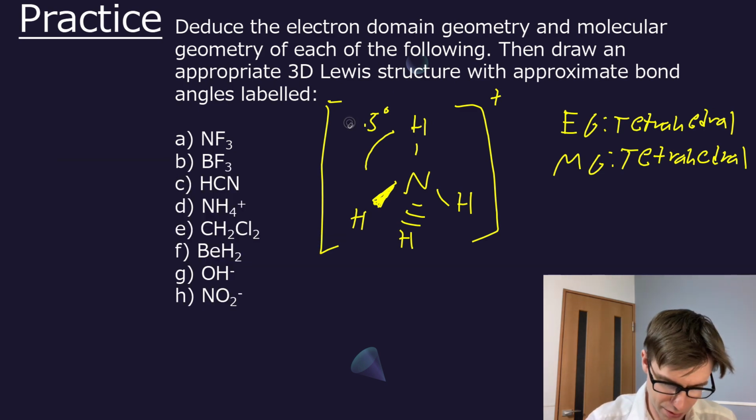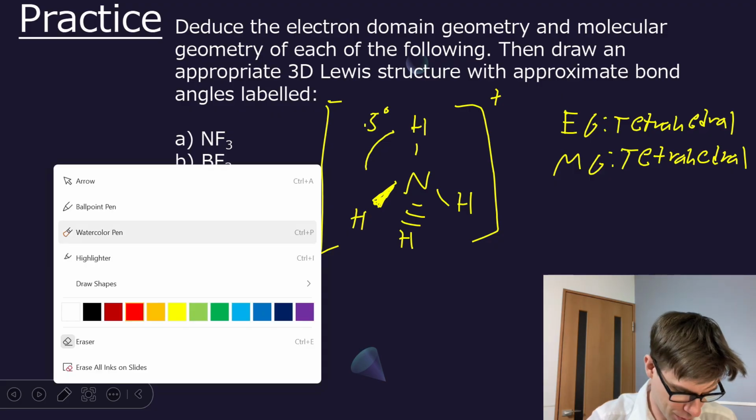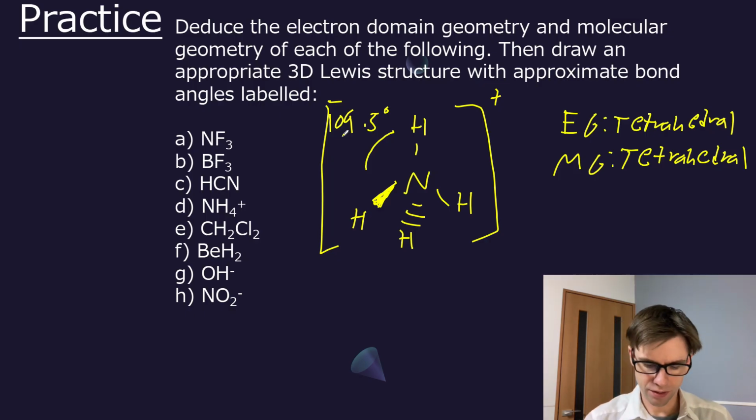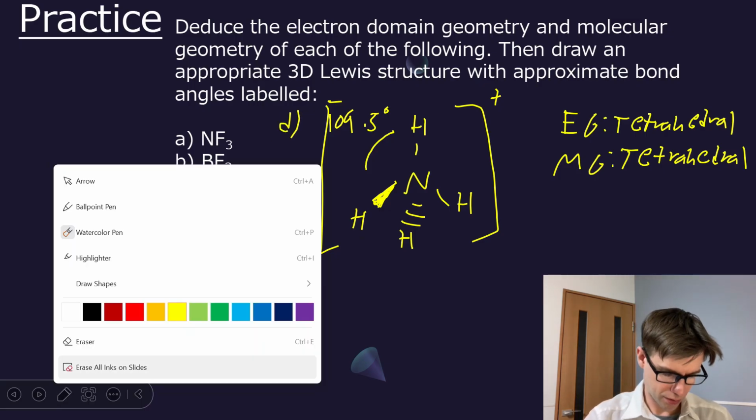I'll just make that a little more clear, 109.5. Okay, tetrahedral, positive charge. That is D done. Next, E, CH2Cl2.